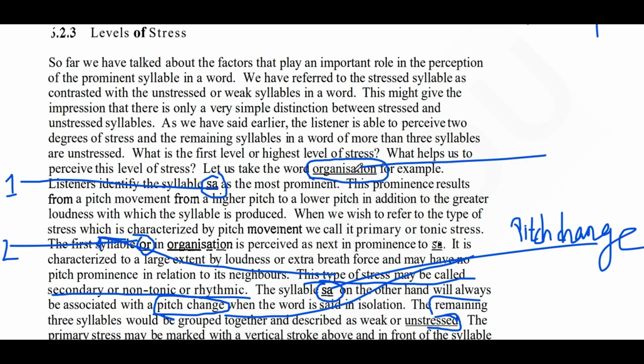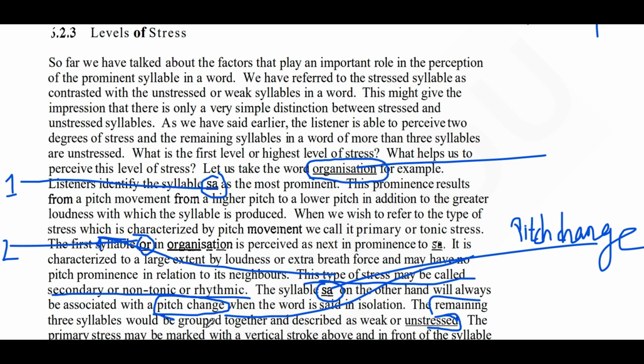They have given this example of the word organization. If you listen carefully to this word, as I have mentioned earlier for the other word, similarly here, organization. This 'sa' is the first, most prominent part of this word, and then the next one is 'or'. Organization.